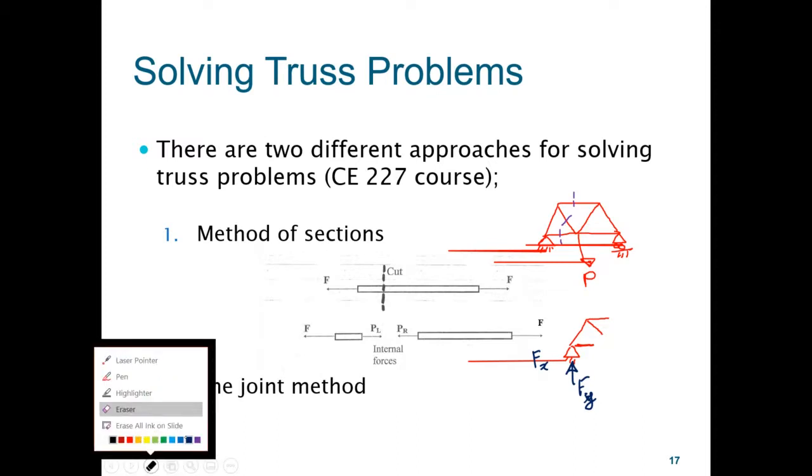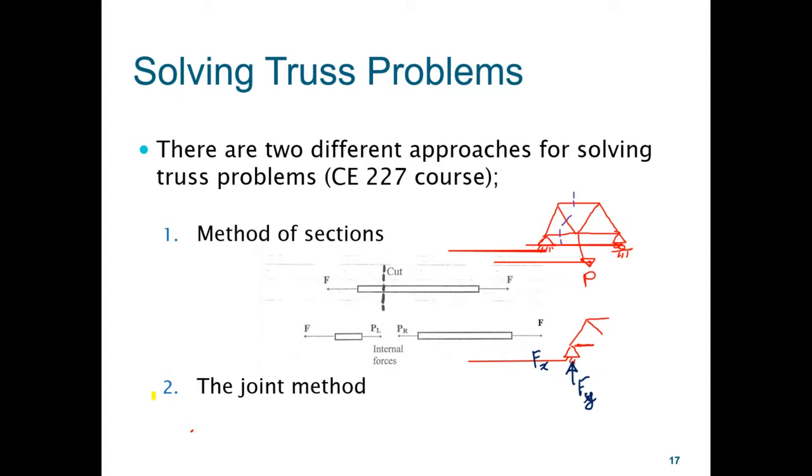Okay, start again. So that member at the bottom is going to be stretched, so it's going to be in tension. So that's that member in tension, so it's going that way. That means the reaction is going to be going the opposite way. Then the other members are going to be in compression, being squashed.